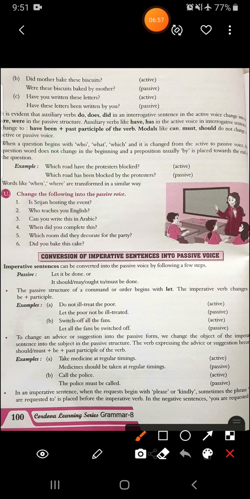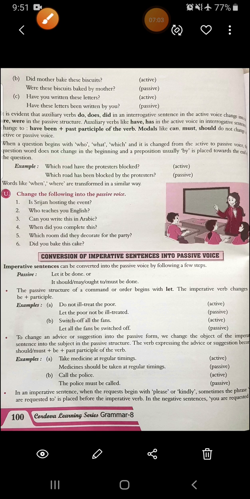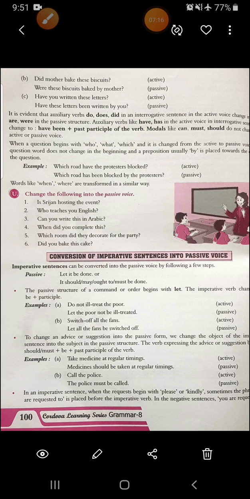Now our next topic is conversion of imperative sentences into passive voice. Okay. What are imperative sentences? Imperative sentences are those sentences which give you some command, suggestion, order, request. I hope you remember this. Alright, now see how we convert imperative sentences into passive voice.